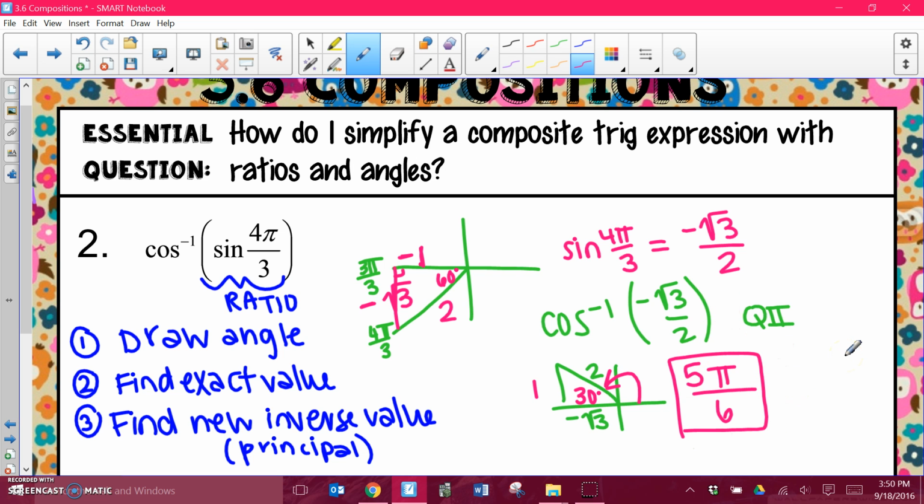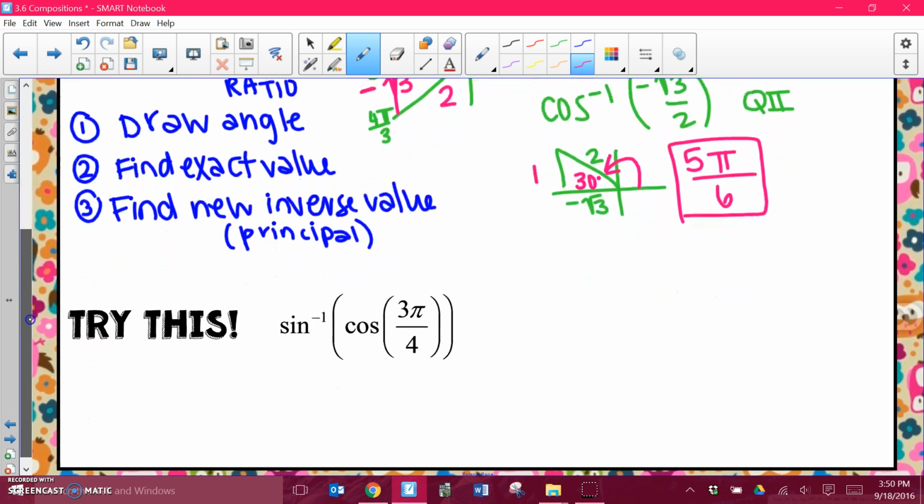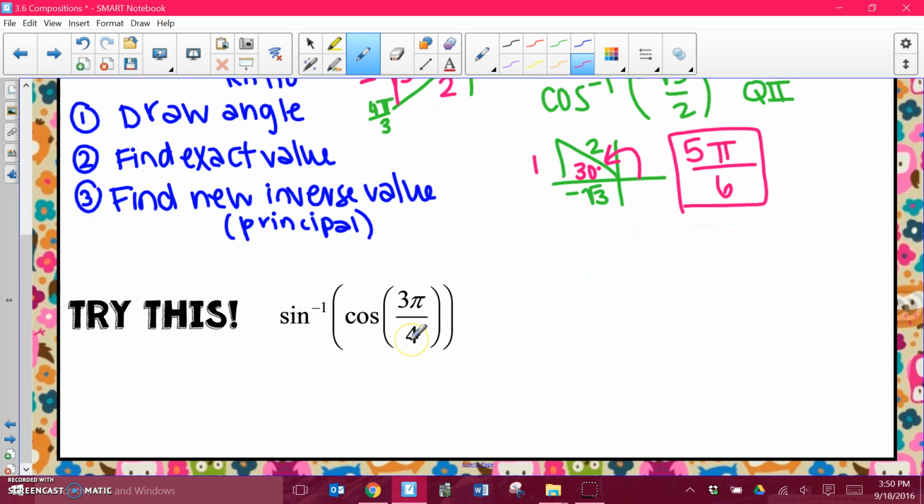So again, you will have to remember your principal inverse values as far as the restricted ranges in order to find these compositions. So we drew our first angle from the inside. We found that ratio. We plugged it back in to find my new principal inverse value. So you have to draw 2 triangles on this one. So go ahead and use those steps in blue in order to find the inverse sine of the cosine of 3 pi over 4. Okay, go ahead and pause.